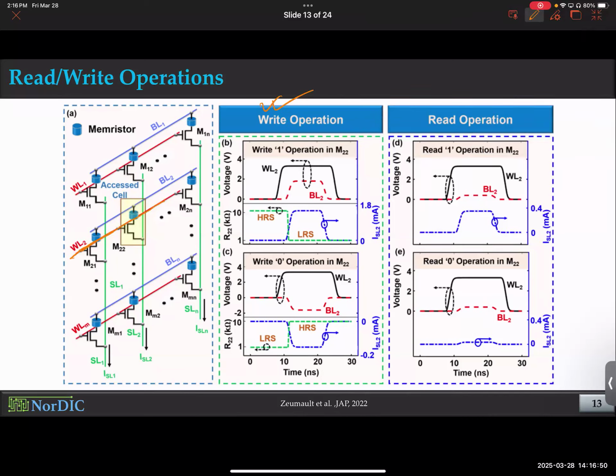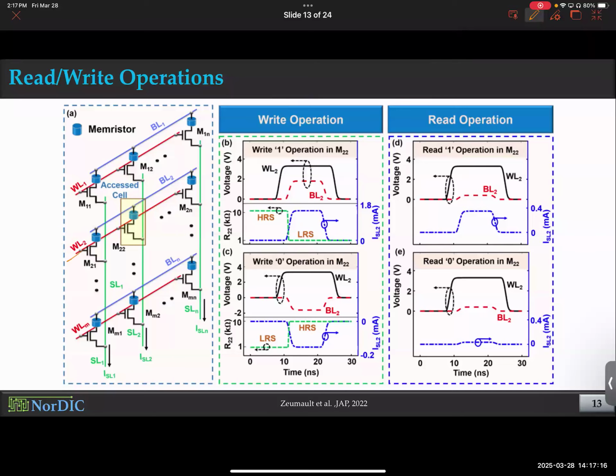Okay, so before you read, what do you do? You turn on the word line. Which word line should you see? WL2. So that's why it's plotting WL2. Okay, so WL2 goes high. That means it has been activated. So whatever action occurs will occur within this zone, not before, not after. You guys all agree? Okay.